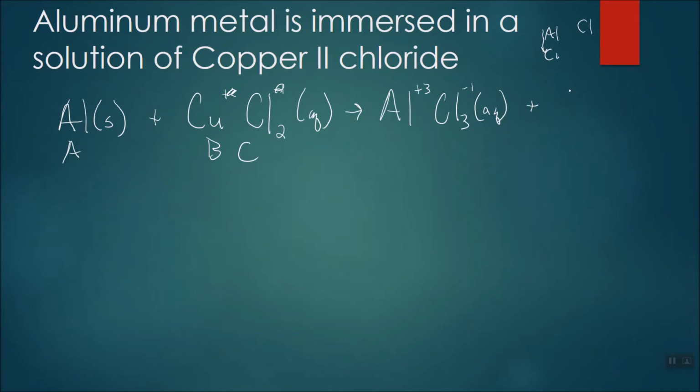And now copper has been kicked out into its natural form. Is it a diatomic? No, it's not. So it is a single atom, and copper in its natural form is a solid. Is this balanced? No. This is not balanced. You need 3 chlorides. You only have 2 there. That is never going to balance. So you're going to have to even things out.